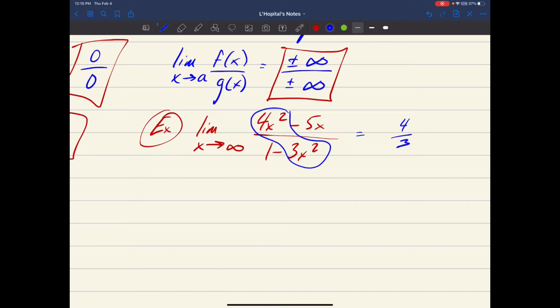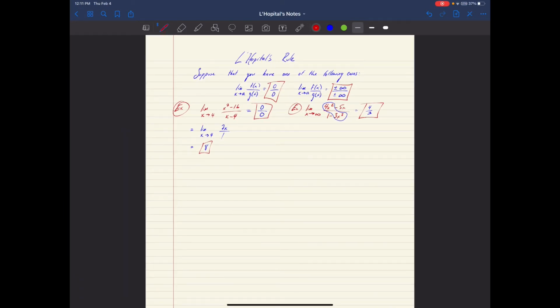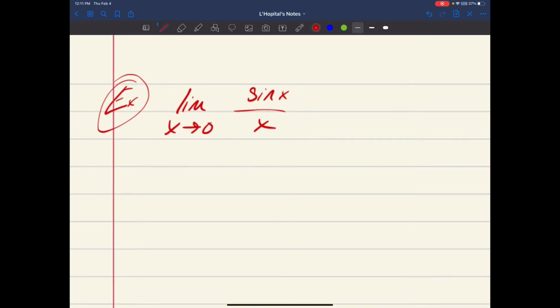So the only reason I'm putting this one in here is to show that you want to try to evaluate the limit immediately if you can, and if not, then use L'Hopital's rule. So this is one where you would not need it. But let's go to a couple other examples where it's a little different.